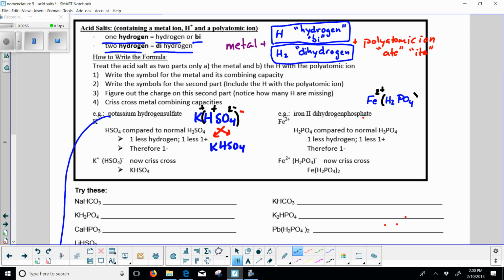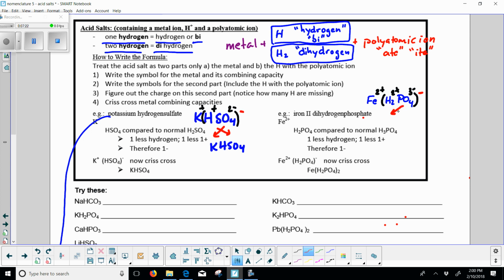Then we look at everything inside the brackets. Now here I've got 2 hydrogens. Each hydrogen has a charge of +1. So I'm going to have 2 plus for the charge here for both of them together. And the phosphate has a charge of 3 negative. So when you look at the overall charge here, it's 3 negatives, 2 positives, you end up with a charge of negative. So this dihydrogen phosphate ion has a charge of negative.